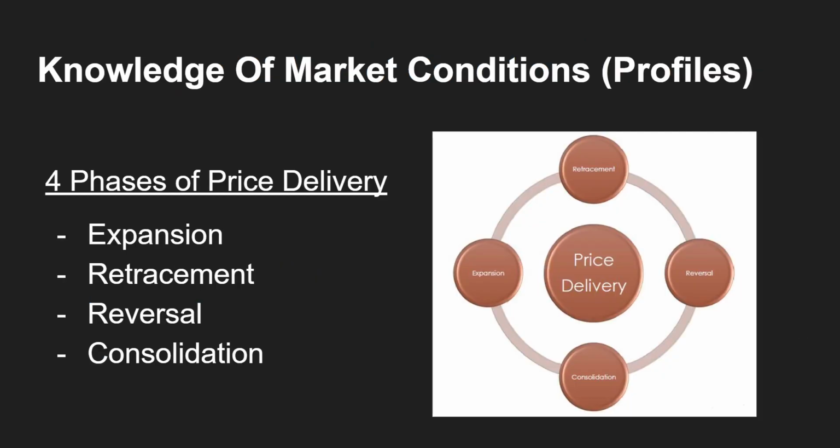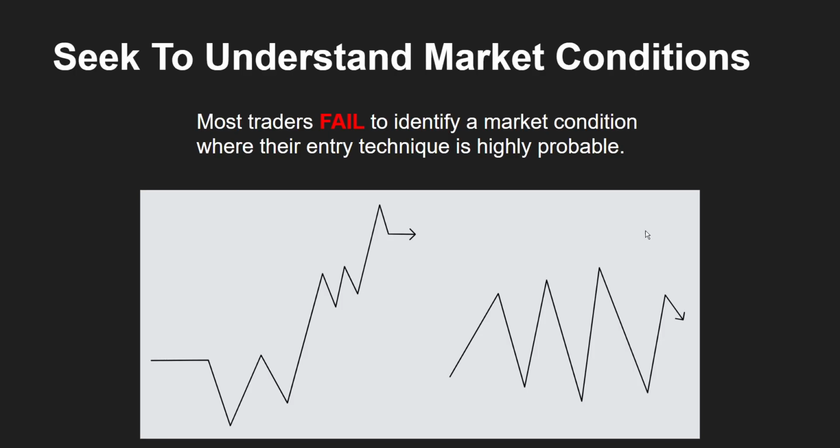The first one is knowledge of market conditions and profiles. It's important to understand that there are 4 phases of price delivery. Price is in expansion, it's in retracement, reversal, or consolidation. So identifying the current market condition, whether it be in an expansion day, consolidation, whether it's going to reverse or retrace, is absolutely paramount. Where most traders fail is they fail to identify a market condition where their entry technique is highly probable. Now, some traders, they'll look for a reversal model, but the market will end up being in a market condition where it's just chopping sideways.